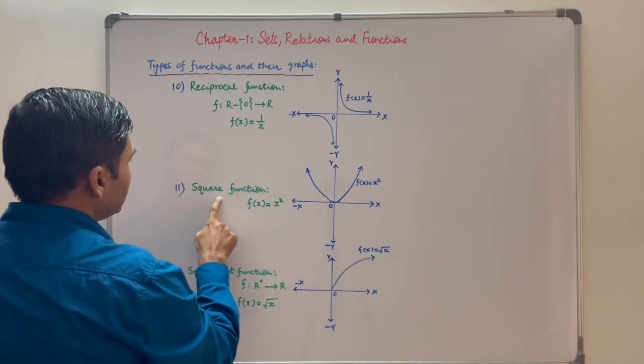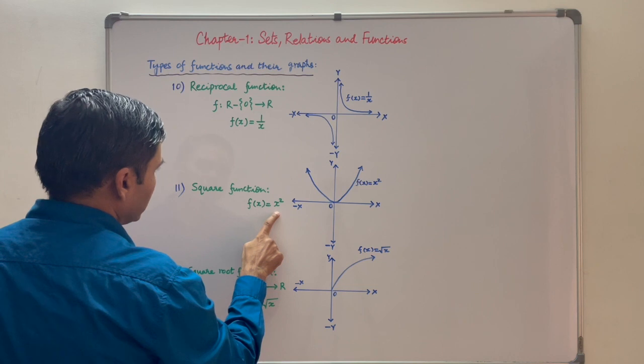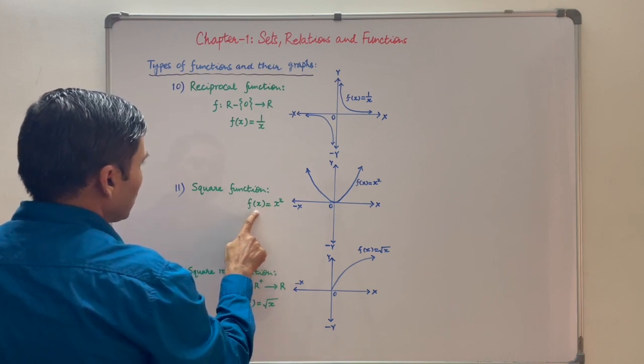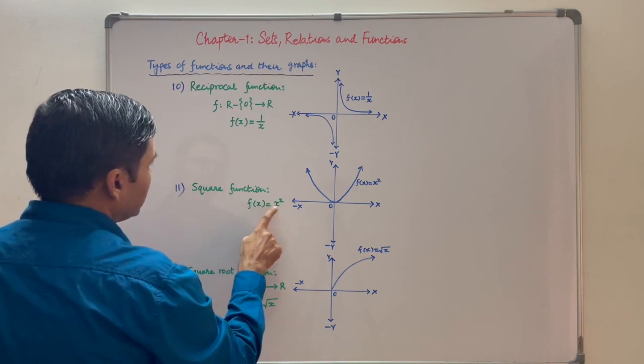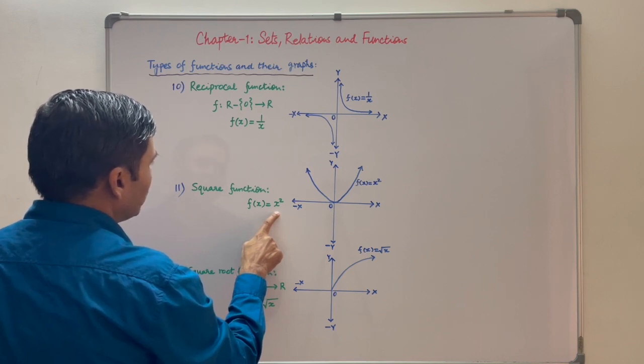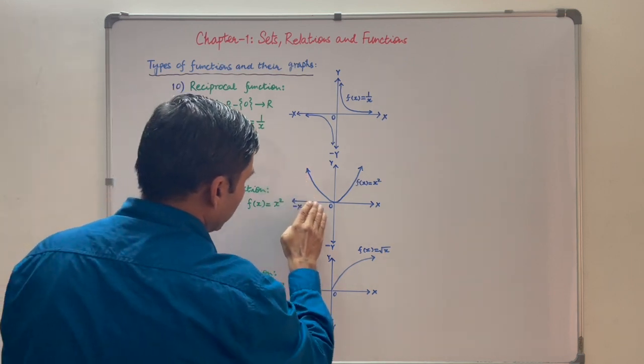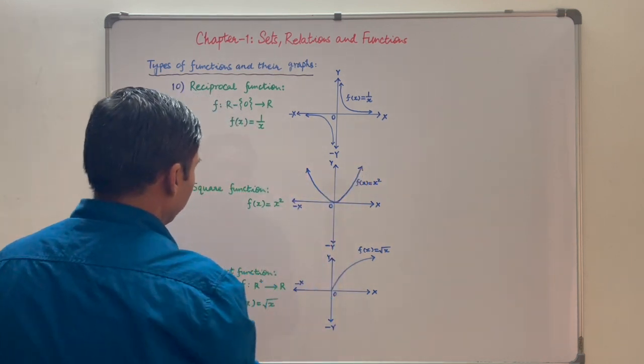11th function is square function. It is given by f(x) is equal to x square. Its domain consists of all real numbers, but its range consists of only positive real numbers, because the square of any number is always positive. And its graph is like this, which is parabolic.